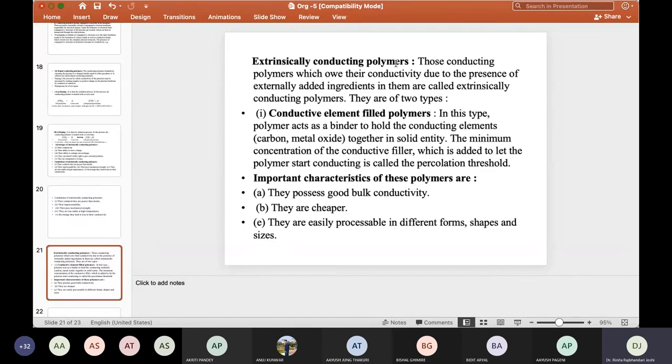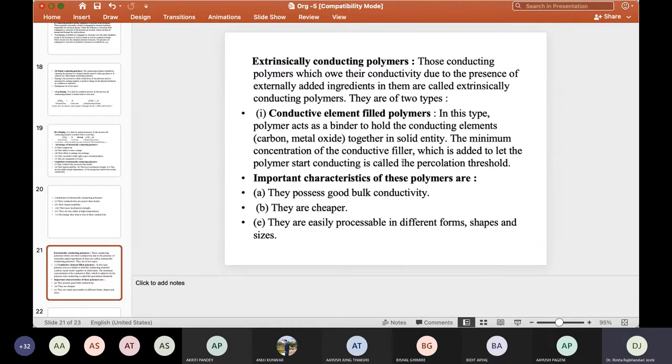Then there are the extrinsically conducting polymers. When you say extrinsically conducting polymers, those conducting polymers which owe their conductivity to the presence of externally added ingredients in them are called extrinsically conducting polymers. Here the conducting element fills the polymer; the polymer acts as a binder to hold the conducting elements, like carbon and metal oxide. That which is made by adding them is known as extrinsically conducting polymers.